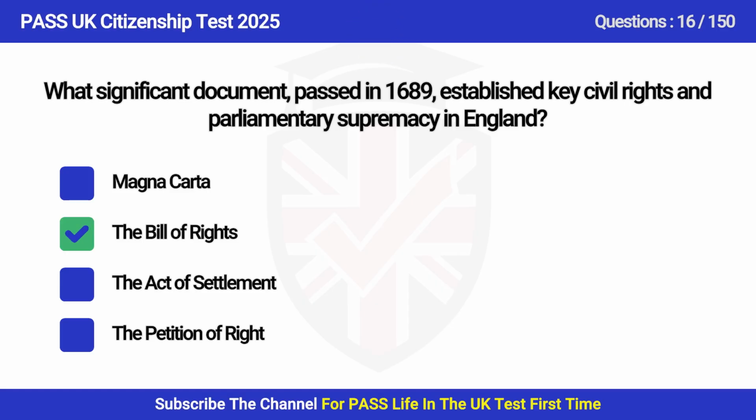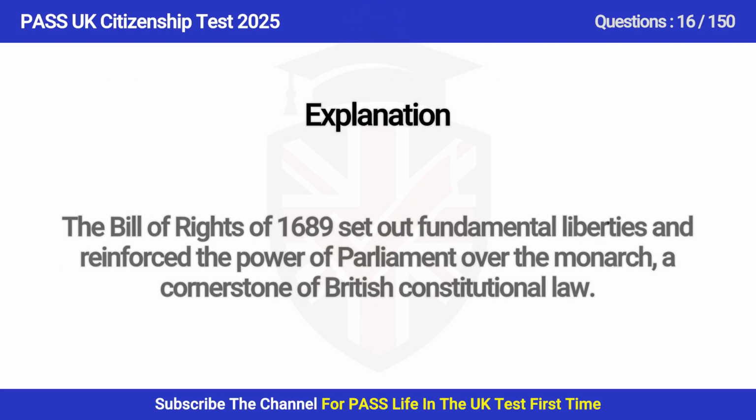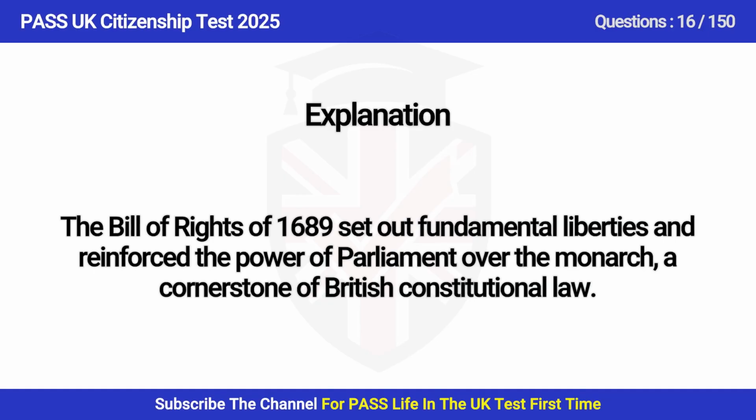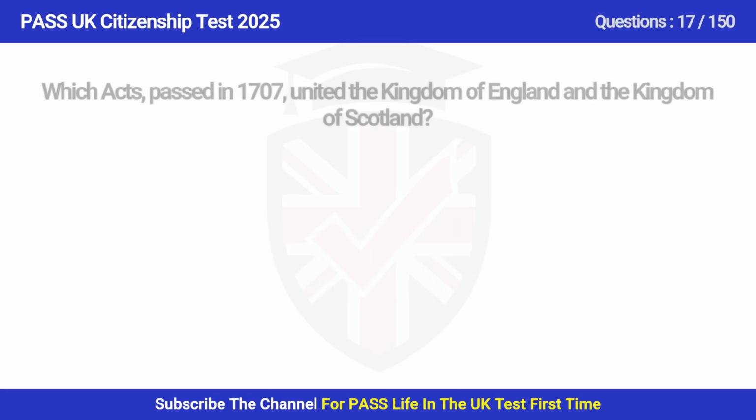Answer is B. The Bill of Rights. The Bill of Rights of 1689 set out fundamental rights and the power of Parliament over the monarch, a cornerstone of British constitutional law.